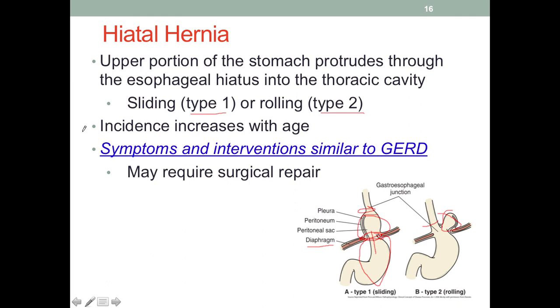And incidence of this condition increases with age. The symptoms are similar to GERD, such as belching and even dysphagia in some cases. Therefore, the intervention is similar to GERD as well. We want to control gastric acidity and eliminate the food items associated with the worsening symptoms. But because it is an anatomy issue, there are some that may require surgical repair.